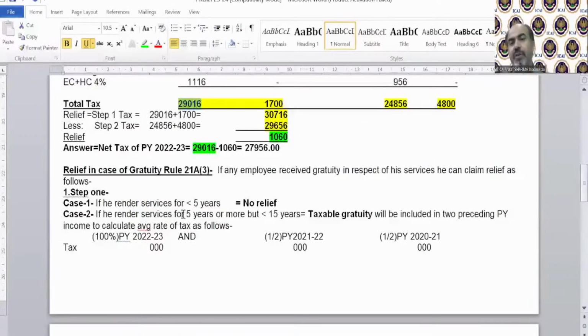Next, relief in case of gratuity. In the gratuity case also, relief provision is applicable. Again, there is no new concept. There's again a new calculation. That's what we need to do. Otherwise, there is no new concept again for gratuity also. What is the new concept?